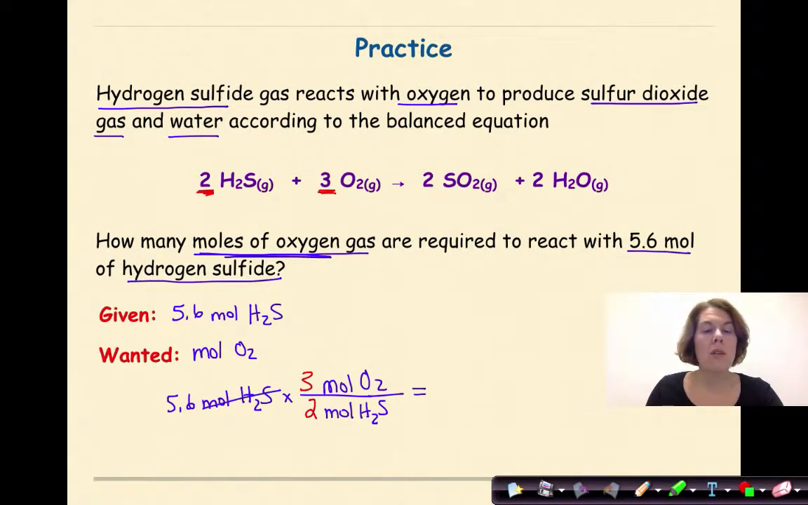Moles of H2S cancels moles of H2S. So I'm going to multiply together 5.6 times 3 divided by 2, and my final answer will be 8.4 moles of O2. And that's another example of how to do a mole-to-mole problem.